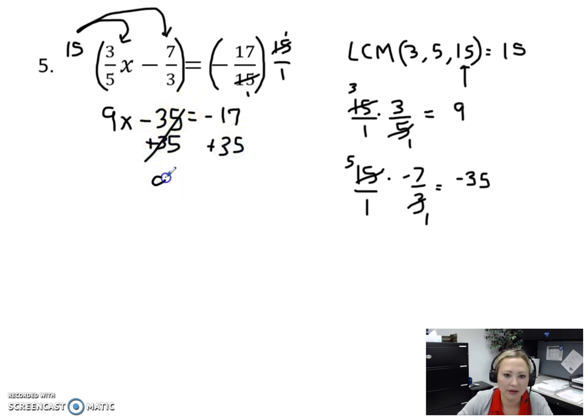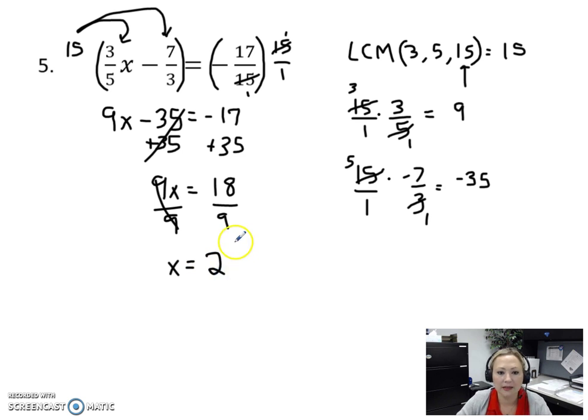Okay, so I'll have 9x and negative 17 plus 35. When you have different signs, you subtract and take the sign of the bigger, so that's going to be 18. Finally, divide both sides by 9. I get x equals 2.